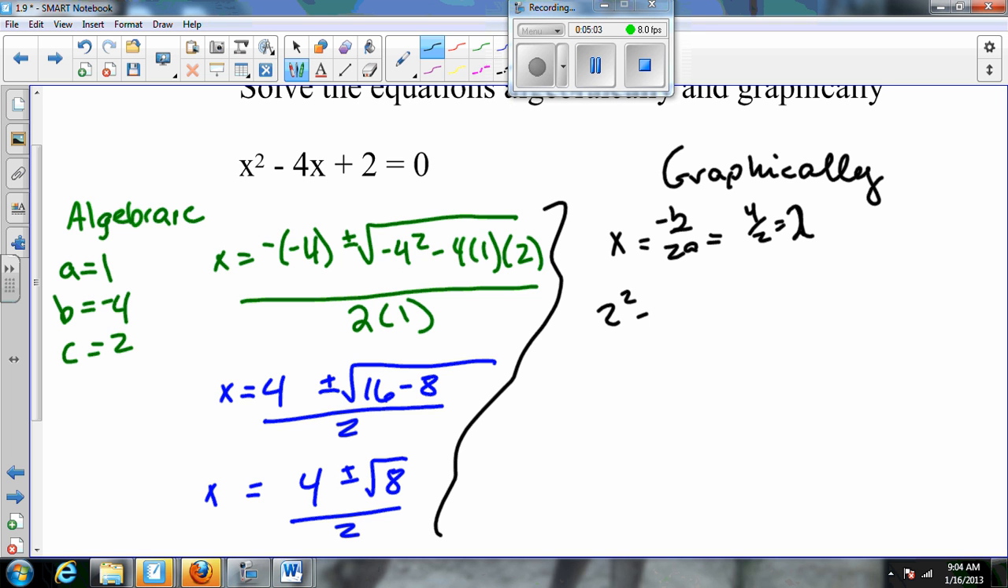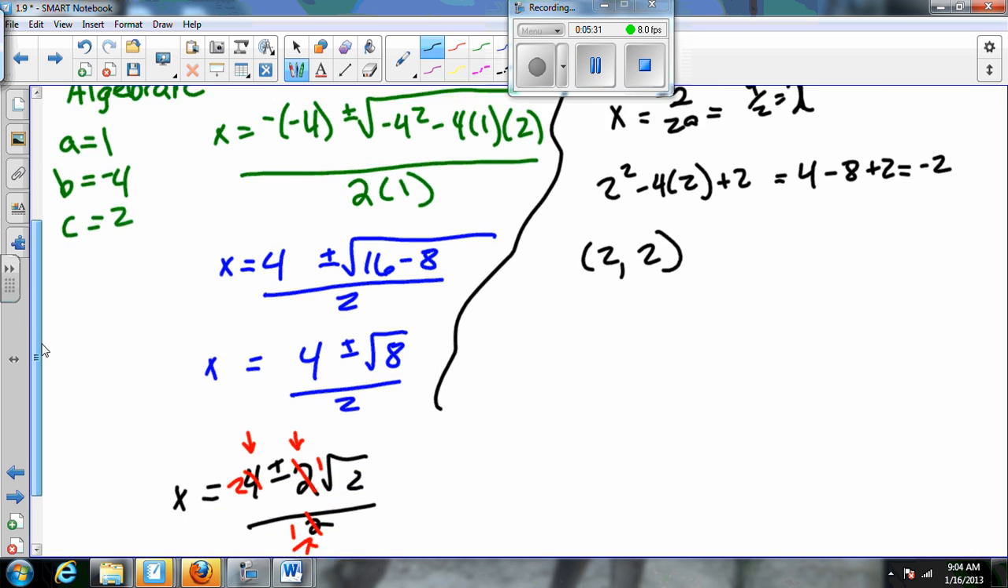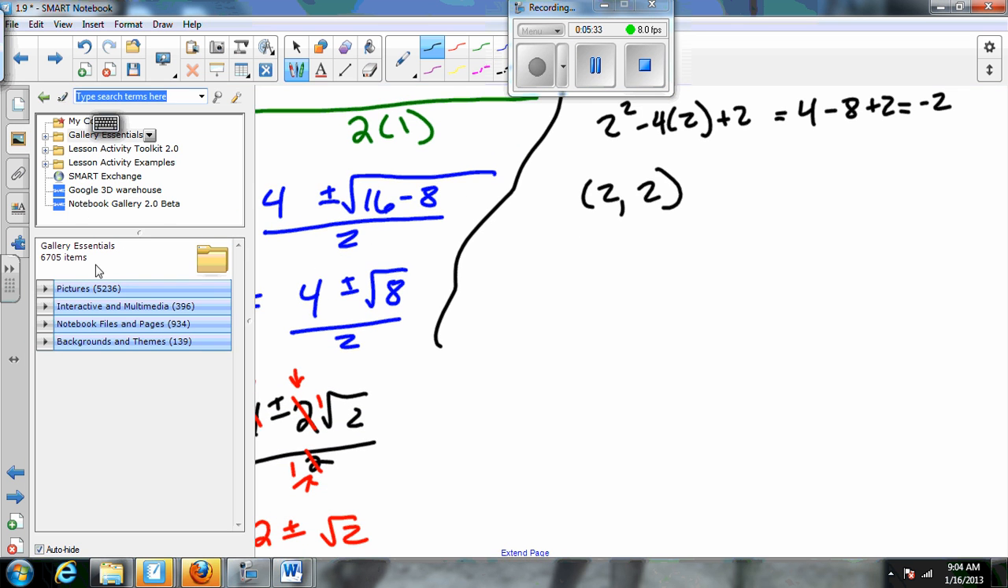2 squared minus 4 times 2 plus 2. 2 squared is 4 minus 8 plus 2. So this is negative 2. So our vertex is 2, negative 2. Insert a graph.